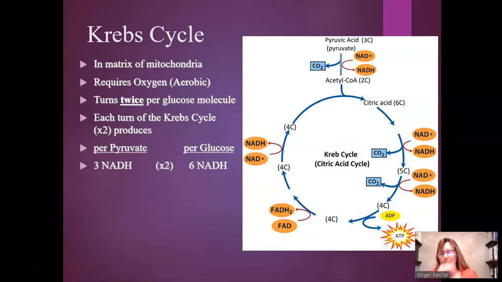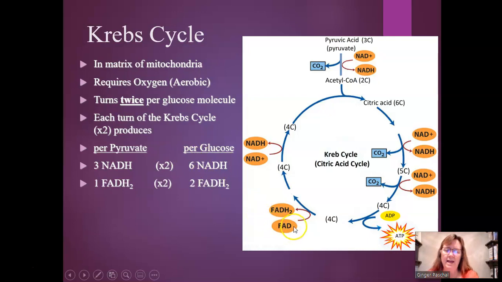Those are high energy molecules. They're carrying electrons that are going to be used in the next process. We also get one FADH2. I joke around saying FAD is so fabulous. There's only one of them per each pyruvic acid. But there are 2 pyruvic acids for each glucose that we started out with, so we get 2 FADH2s.